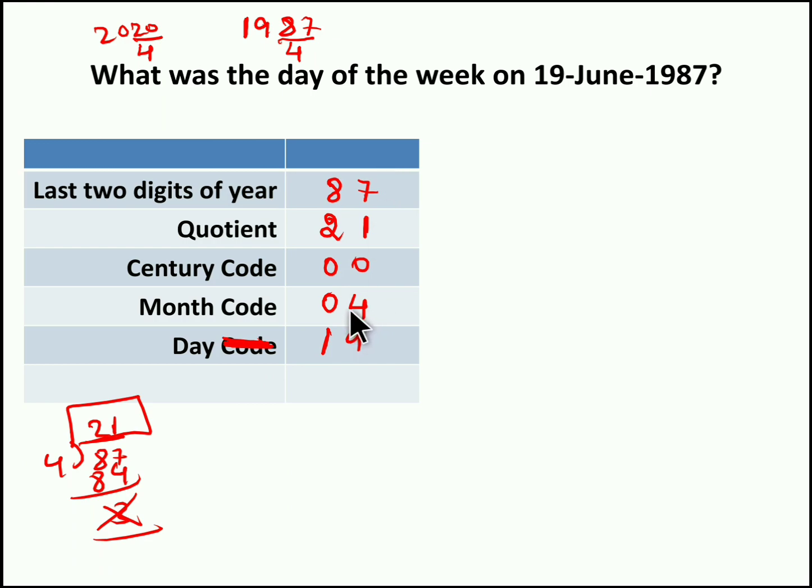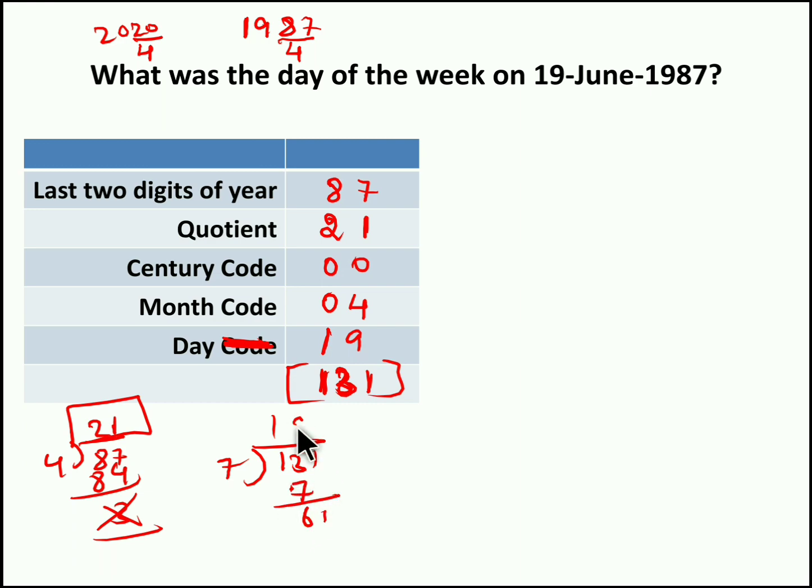Now you have to sum 87 plus 21 plus 00 plus 04 plus 19, and you get 131. You have to find the day, right? You totally have 7 days. So divide this 131 by 7. When you divide 131 by 7, 1 time you get 7.